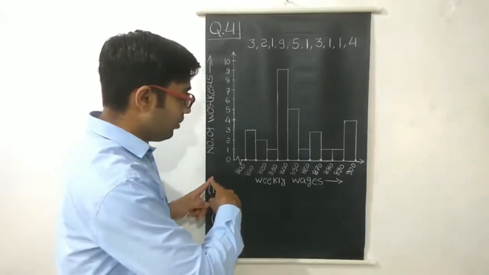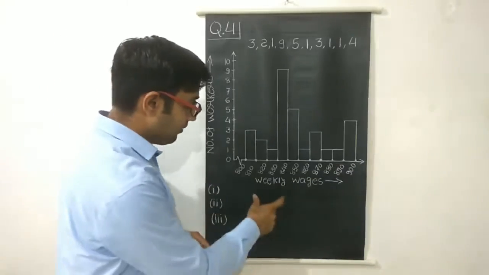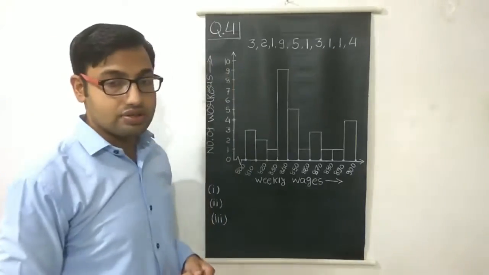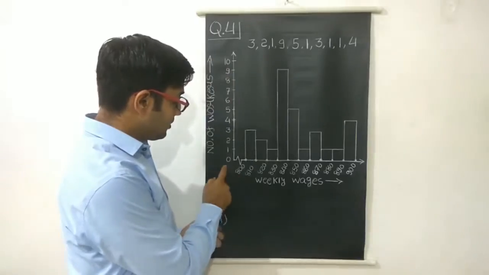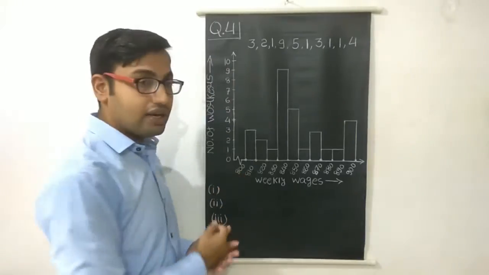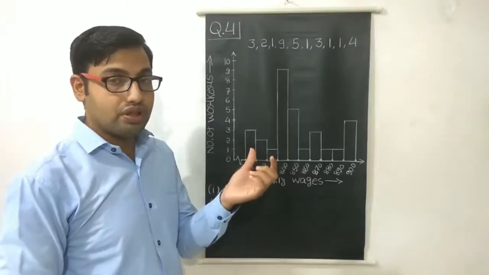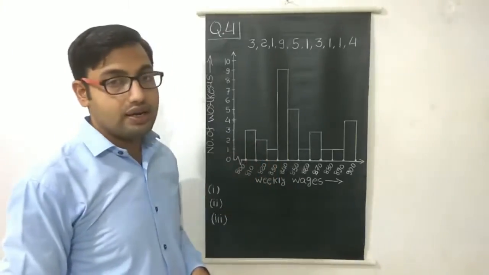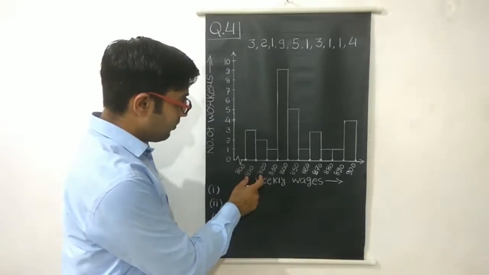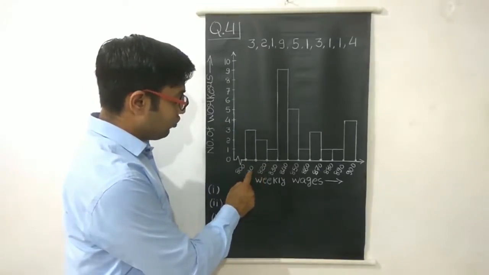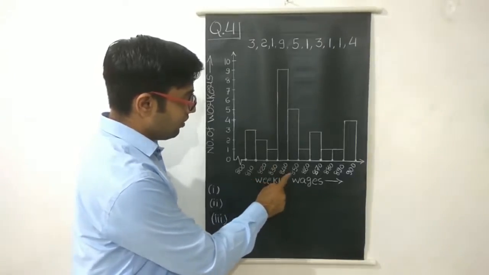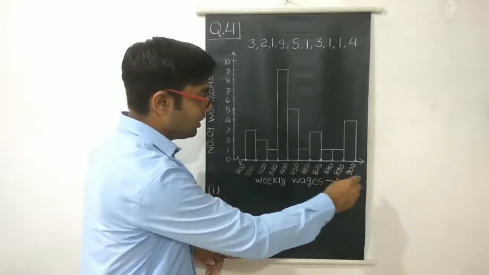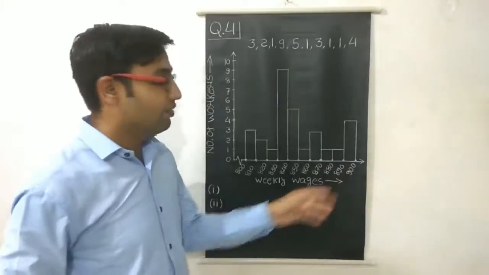So here, first of all, in the horizontal axis we will take the weekly wages, and on the vertical axis we will take the number of the workers, right? So here we start from 800 to 810, because the first group that we take in the frequency distribution table is 800 to 810. Second one is 810 to 820, 820 to 830, 830 to 840, 840 to 850, 850 to 860, 860 to 870. In this way, the last one is 890 to 900.